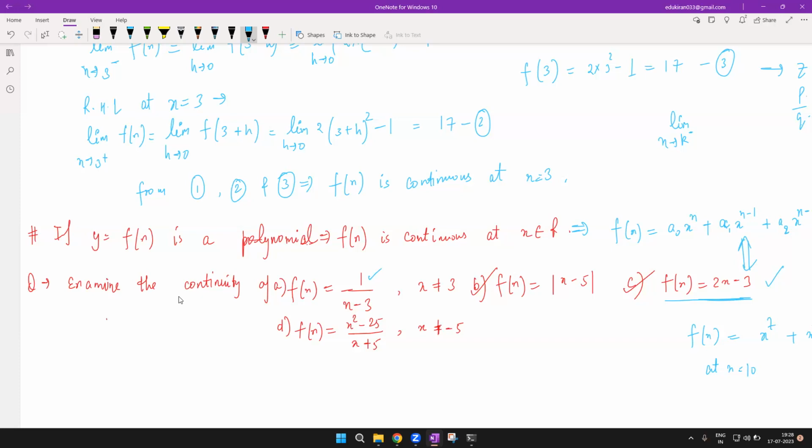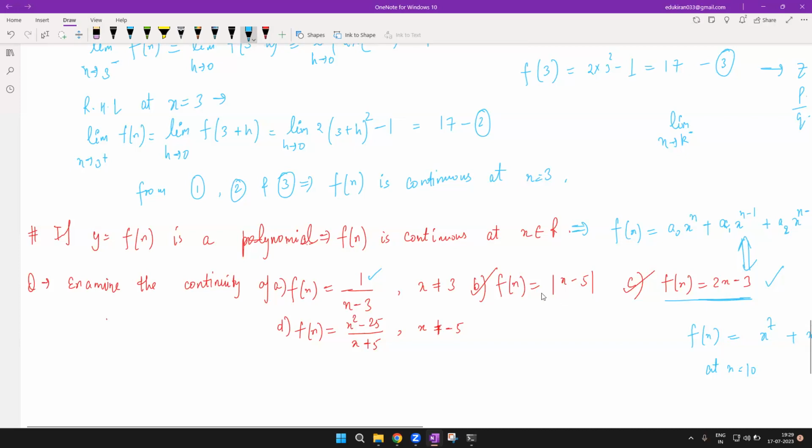So you can find out LHL and RHL. But what will be about f(3)? You will never be able to find f(3) because f(3) does not exist in this case. That is why the function is discontinuous at x is equal to 3, but continuous everywhere else. So that is what I actually wanted to write here before starting the question, that a rational function is always continuous, barring where the denominator is 0. But I will write that in some time. We'll come to that point also.